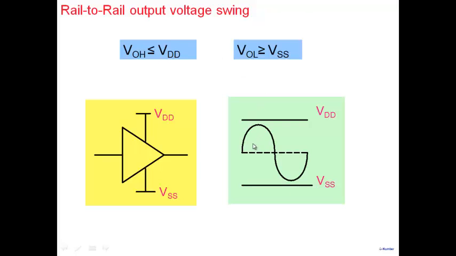Now, this is something that you have to take special care of in order to reach this. Many times you may have a 5 volt power supply here, and all that you can reach is maybe 2.5 volt if you don't design properly. So it's not automatic. You have to really design in such a way that it reaches all the way to VDD here and all the way to VSS here. So rail-to-rail output voltage swing is an important feature.